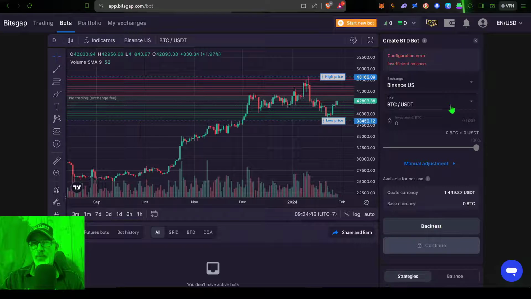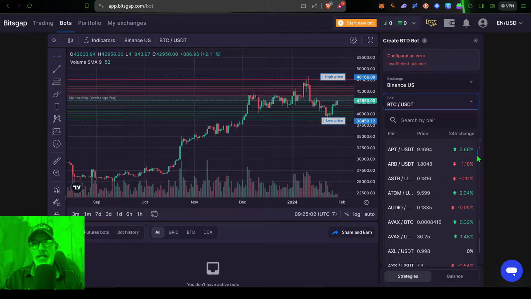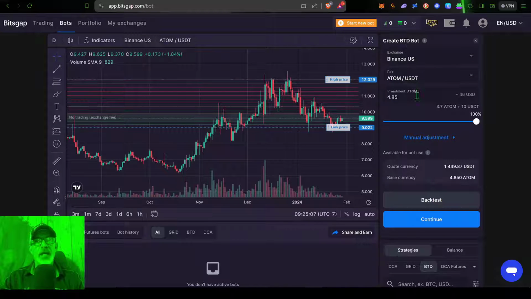So I can jump back over here to the grid bot dashboard, click on pair, and drop down to the pair I want to trade, which will be the Cosmos token Atom. If I give that a click, now we're looking at Atom USDT. For the purpose of this video, I went out and bought a tiny little bit of Atom, almost 5 Atom, which is only around $46 worth. I can deploy this bot with my 3.7 Atom and 10 USDT for a total of $46. That's how little you would need to deploy one of these grid bots.